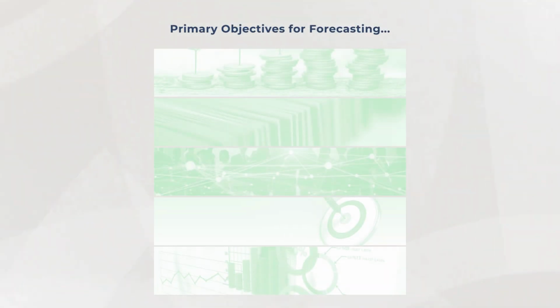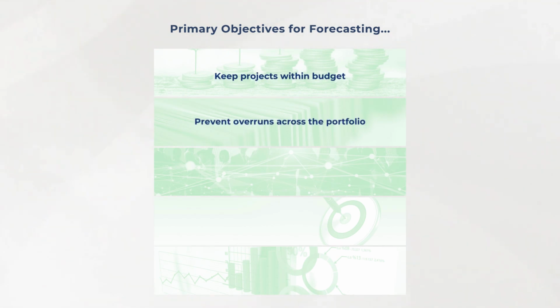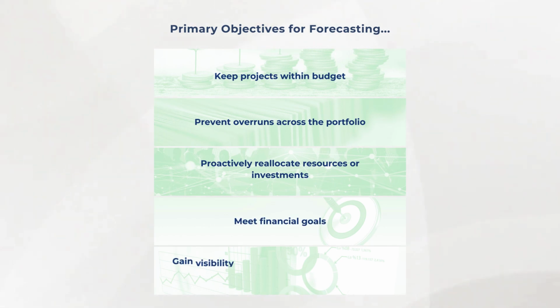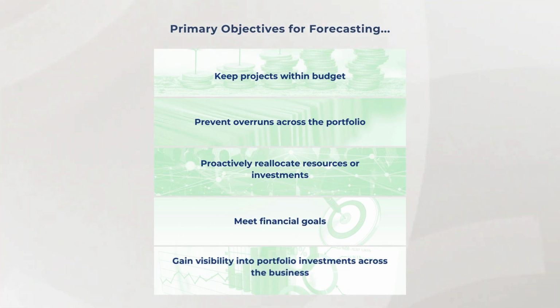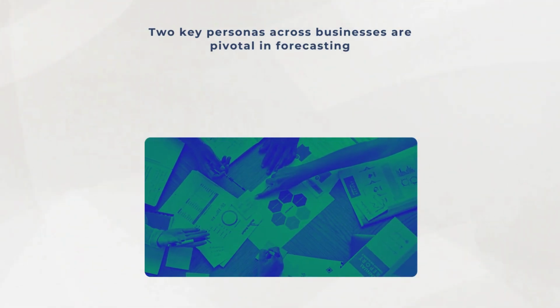The primary objectives of forecasting financial performance are to keep projects on budget, prevent overruns across all projects, proactively reallocate resources or investments, meet financial goals, and gain visibility into the overall financial health of the portfolio in context of the entire business. So who's involved in performance forecasting?